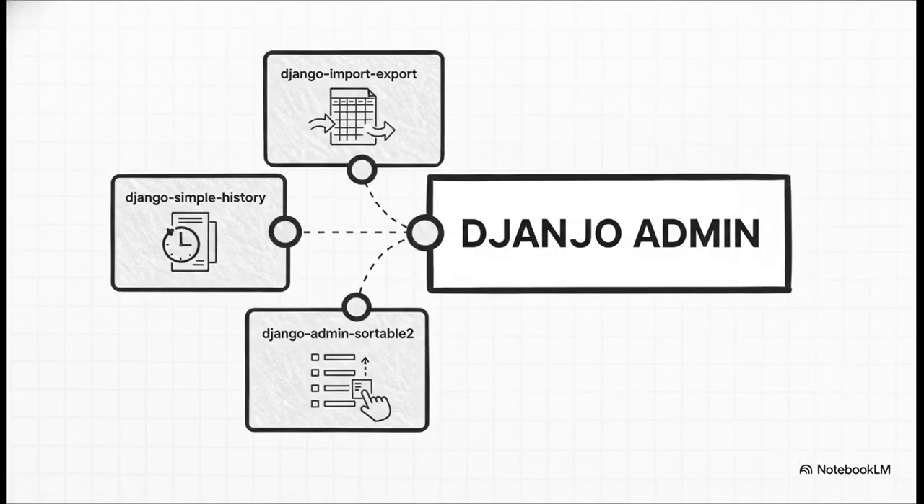But it's not just about looks. You can add some seriously powerful features. Need to let your users bulk upload data from a spreadsheet? Bam, Django Import Export. Need a full audit trail of who changed what and when? Django Simple History has your back. Want your users to be able to reorder items just by dragging and dropping? Yeah, there's a package for that too.